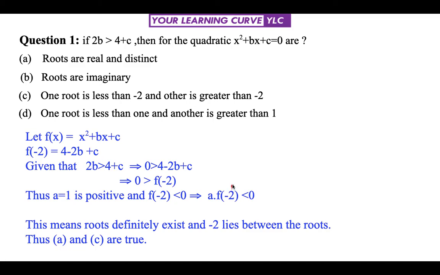Thus roots will be definitely real and distinct, and this number minus 2 will be lying between the roots of this quadratic equation. Hence one root is less than minus 2 and another is greater than minus 2. Option A and option C are correct.